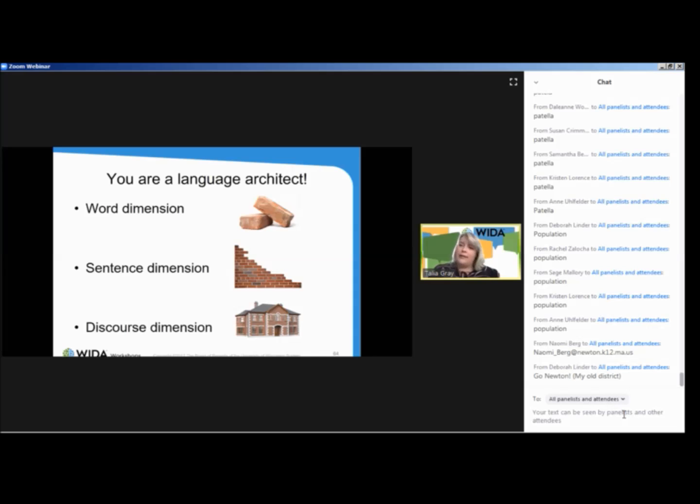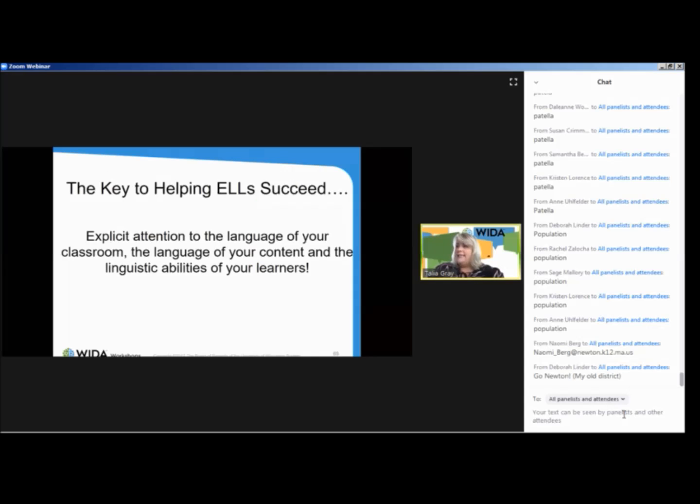Don't just throw bricks at them. You want them to have a house of language. So getting to that discourse dimension is extremely important. All right, so I want to share this quote with you next. And this says, the key to helping ELL succeed is explicit attention to the language of your classroom, the language of your content, and linguistic abilities of your learners.